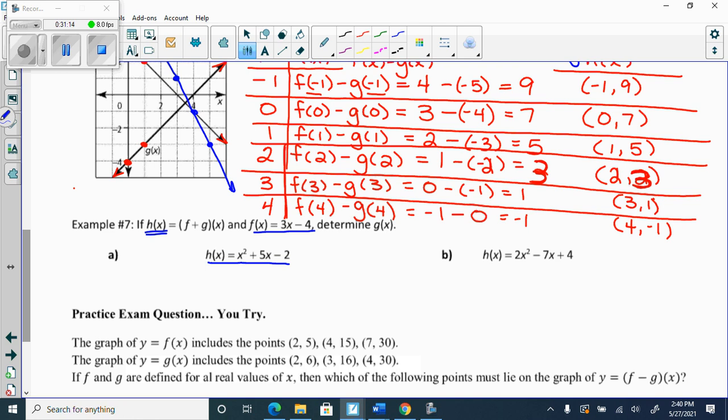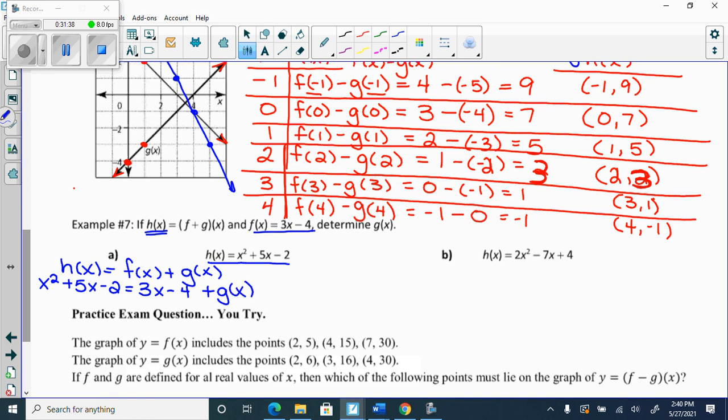So the formula is h of x equals, and remember if it's written weird like this, f plus g of x, we're going to rewrite it as f of x plus g of x, and we're going to fill in what we know. We know h of x is x squared plus 5x minus 2. We know f is 3x minus 4. And then we're going to add g of x.